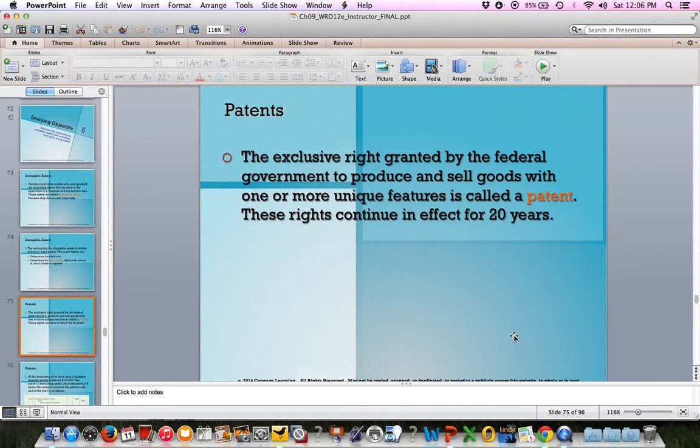There are different kinds of intangibles. A patent is an exclusive right granted by the government to produce or sell a good with some unique feature. Quite often you hear of somebody coming up with an idea and they patent that idea to protect their idea from somebody else being able to steal it from them.